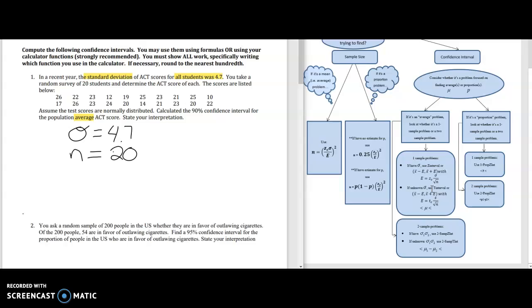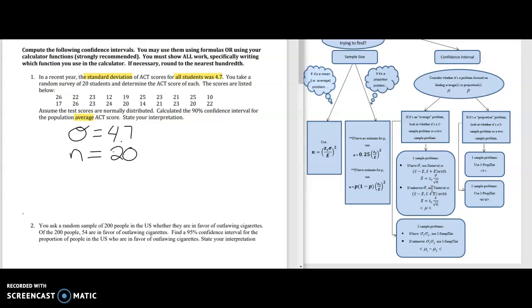If you have sigma, you use Z. If you have S, you use T. Okay, with one small exception here. We know from the central limit theorem that if you have a sample size larger than 30, then you are looking at a normal distribution. It's guaranteed. It kind of de facto becomes a normal distribution if you have a large enough sample size.